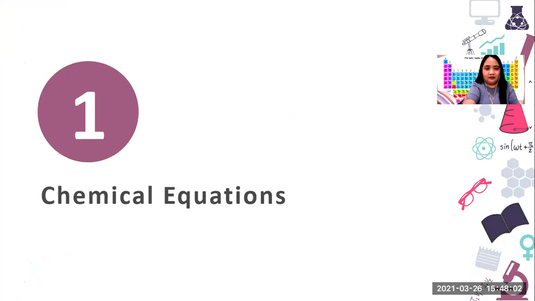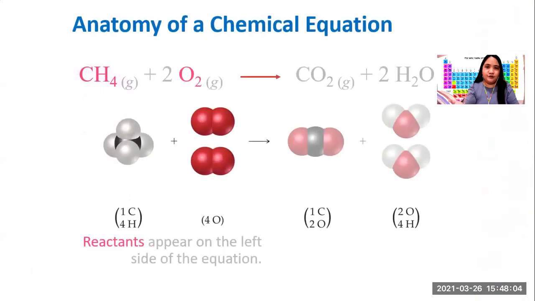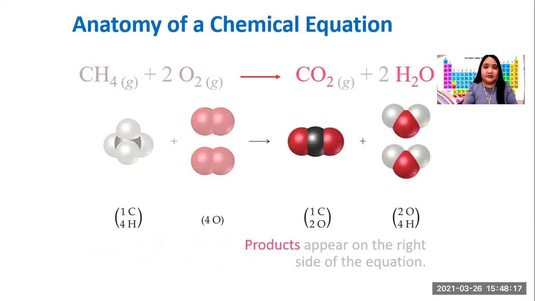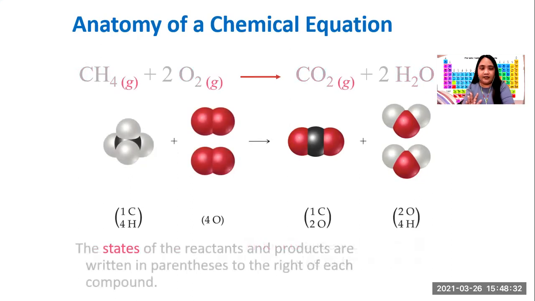When you talk about chemical equations, first we have to understand the anatomy of a chemical reaction. Usually in this figure, reactants always appear on the left side of the equation, and of course, products are on the right side. Just like any equation, there's an input, there's an output. So again, on the left side of the equation, that will be your reactant, and on the right side would be your product.